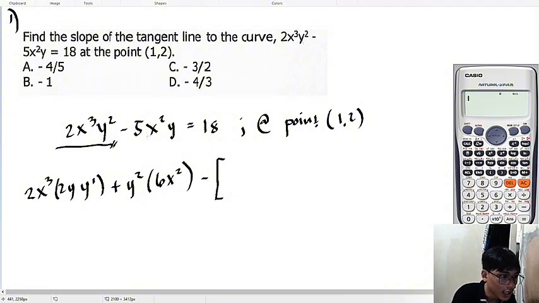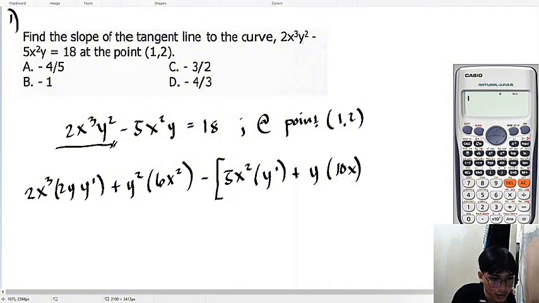Okay, now copy 5x squared, and then differentiate y, which is simply y prime. Or differentiate y, which is 1, and then copy y prime. Plus, copy y, and then differentiate 5x squared, which is 10x, equals the derivative of a constant, which is simply 0. Okay, now all terms with y prime or dy/dx, leave on the left, and everything without y prime, put on the right side.